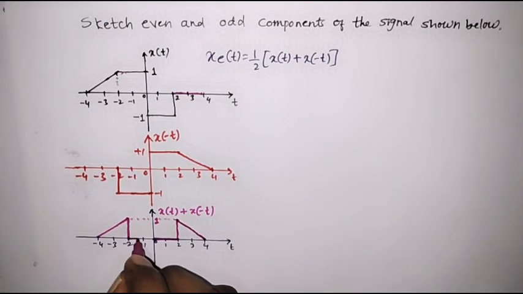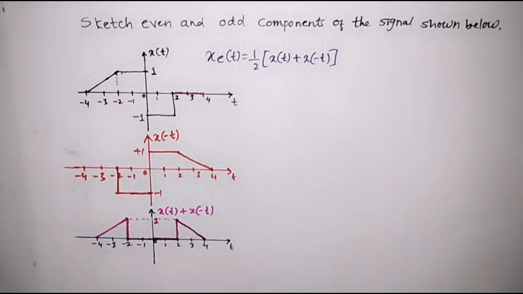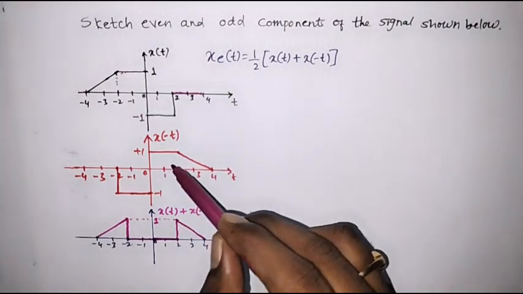So here this will be 0. So this is the resultant waveform when we add x of t with x of minus t.